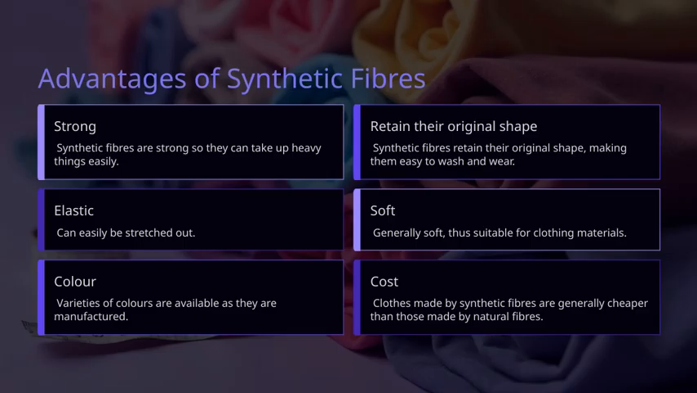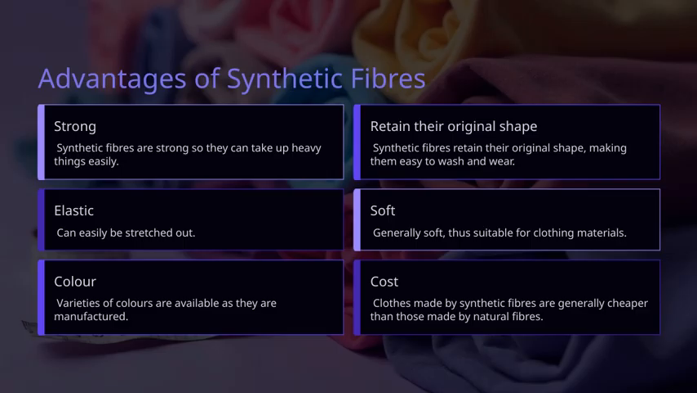When it comes to colors, synthetic fibers have an advantage because they are manufactured with a wide variety of colors. This means manufacturers can easily produce vibrant and consistent shades, which is a big plus for clothing and textiles. They also retain their original shape well, which makes them easier to wash and wear without losing form or appearance over time. This is especially important for everyday clothing.